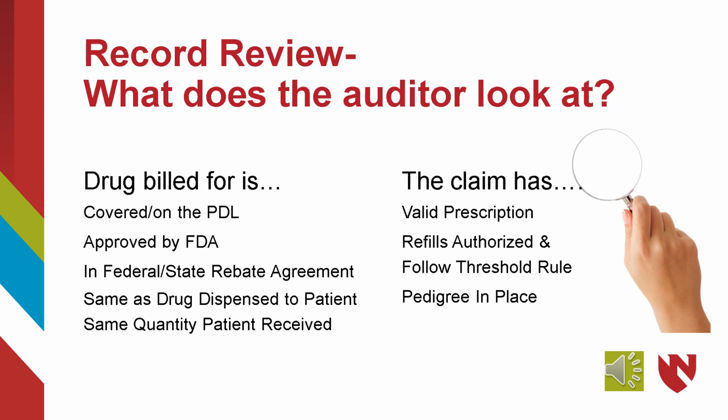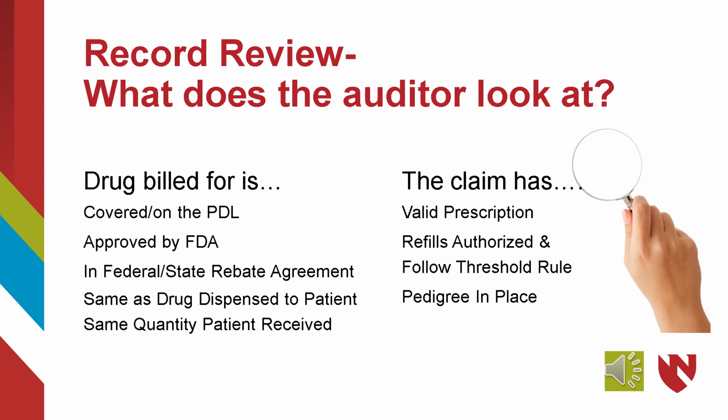So, auditing for accurate payment of claims, the auditor will look that the drug billed for is actually covered and on the preferred drug list. An example of this is an over-the-counter medication that isn't covered by Medicaid. If a claim slipped through the cracks somehow and was paid for an over-the-counter drug, this may be a finding for the pharmacy if it's not on the Medicaid preferred drug list.